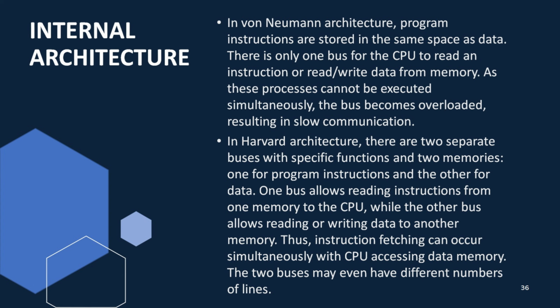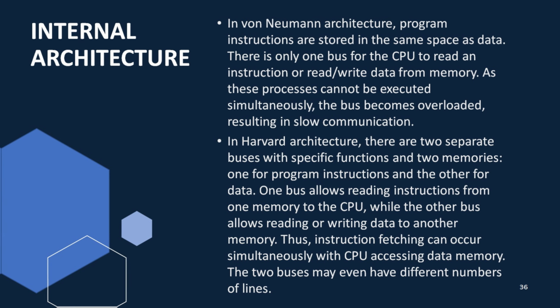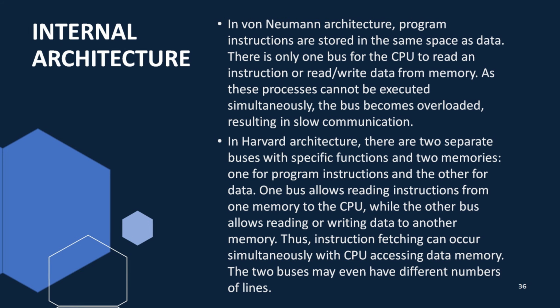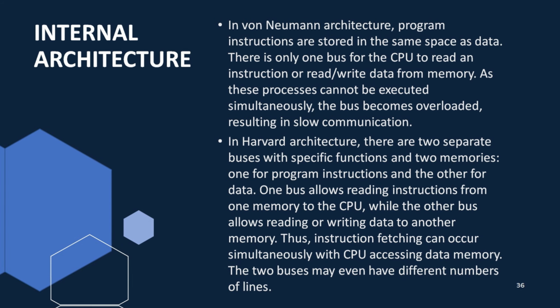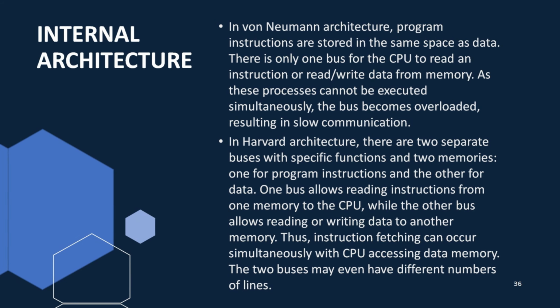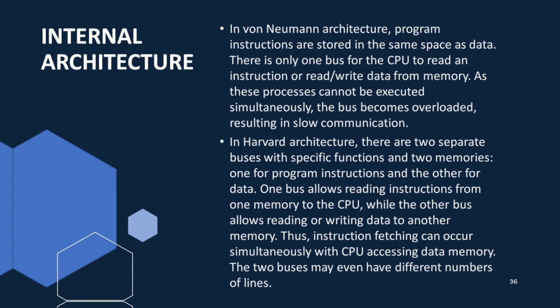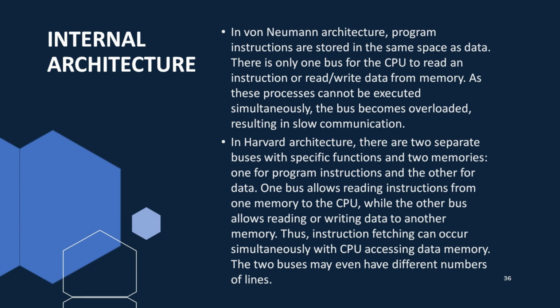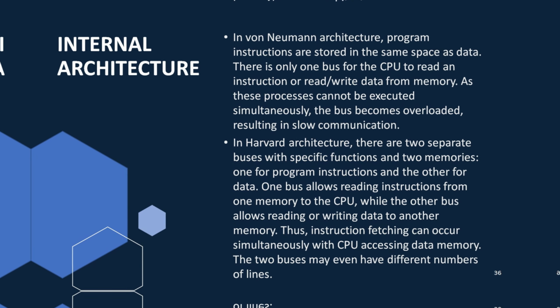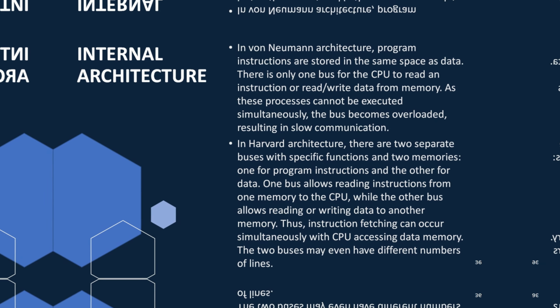Conversely, the Harvard architecture features separate buses dedicated to distinct functions and utilizes 2 distinct memory units, one for storing program instructions and another for data. This setup enables simultaneous fetching of instructions by the CPU from one memory while accessing data from another. By segregating the instruction and data pathways, the Harvard architecture enhances communication efficiency. Additionally, the 2 buses may have varying numbers of lines to accommodate their specific functions.